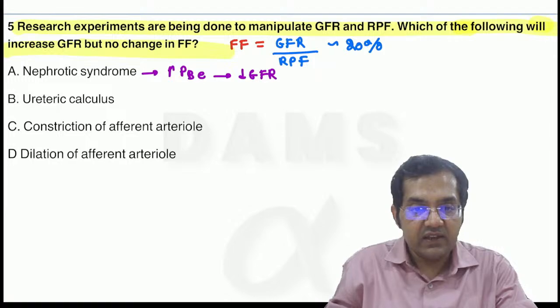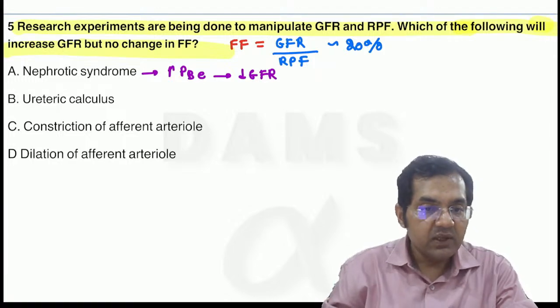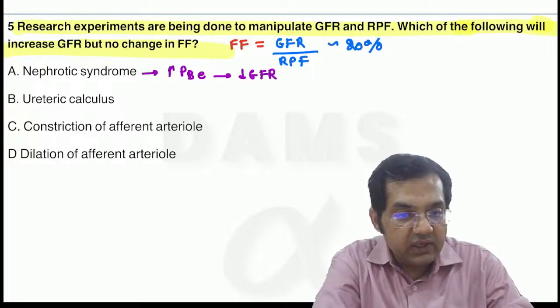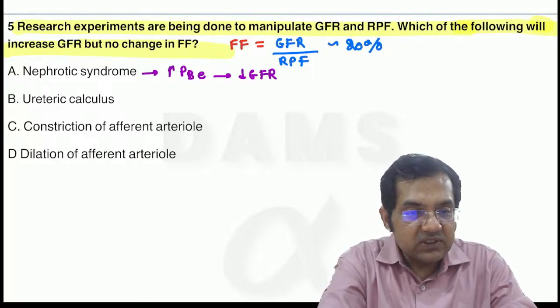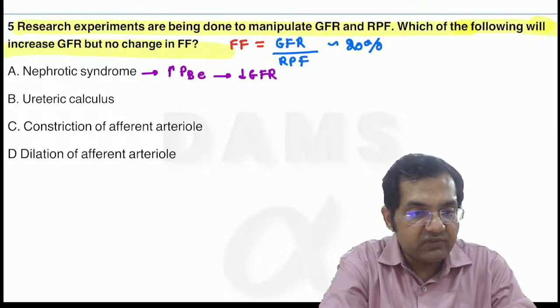So that can't be the answer. It will eventually be affecting the filtration fraction. But generally they say that this is not the answer because I want the GFR to increase, right? And no change in filtration fraction. Nephrotic syndrome will mainly affect the GFR. It will not affect the renal plasma flow much.